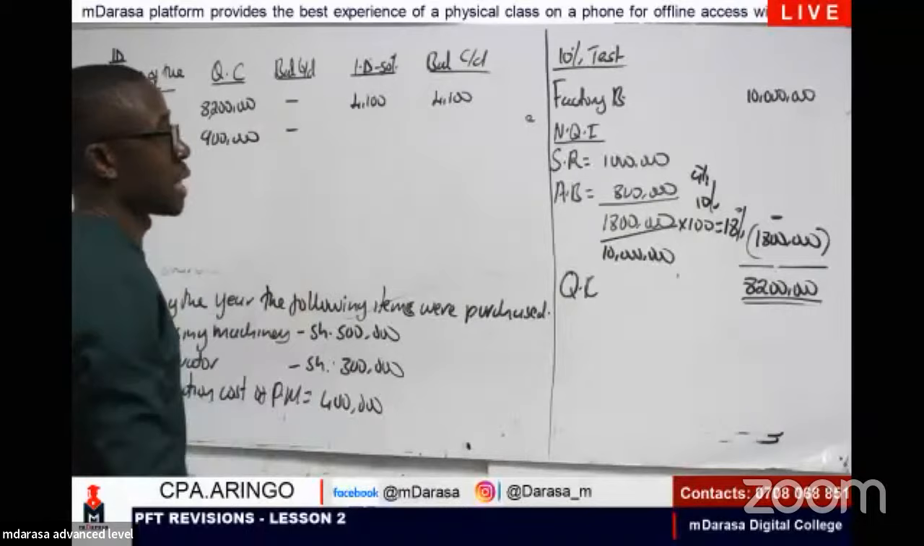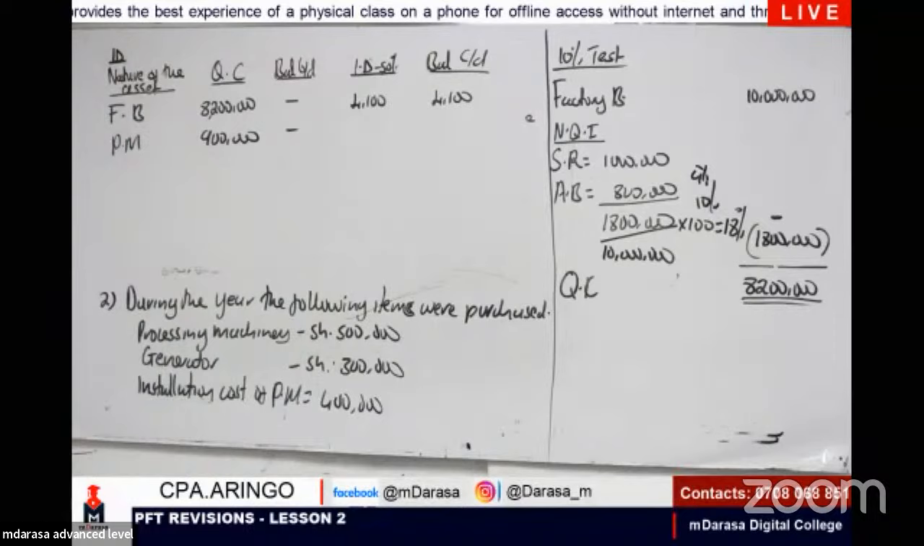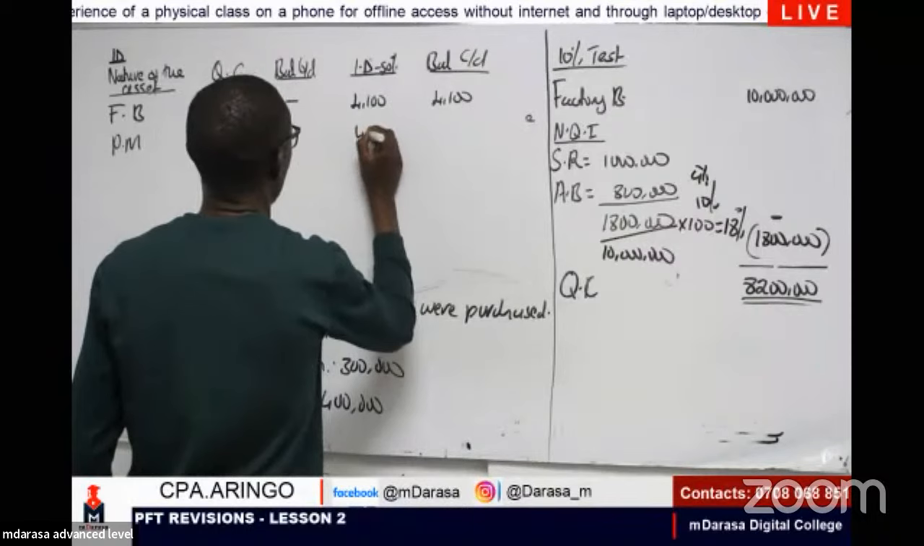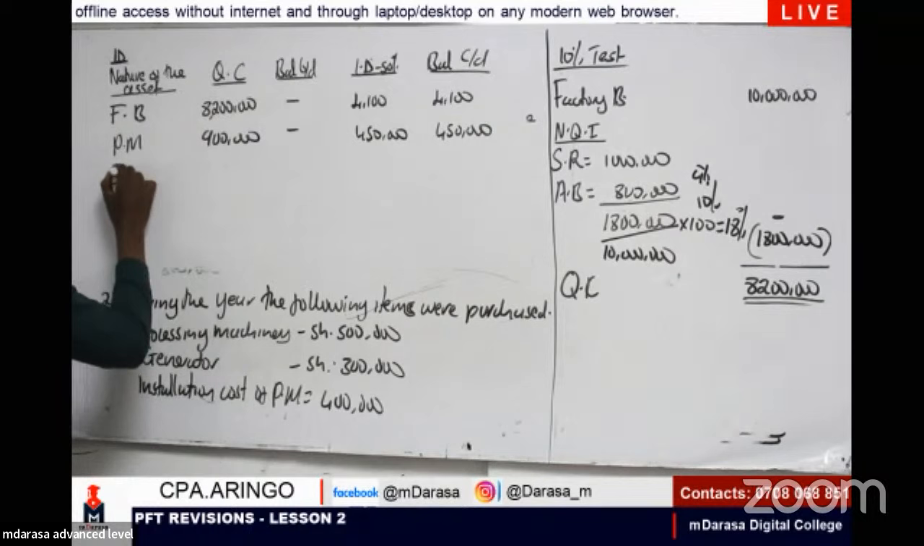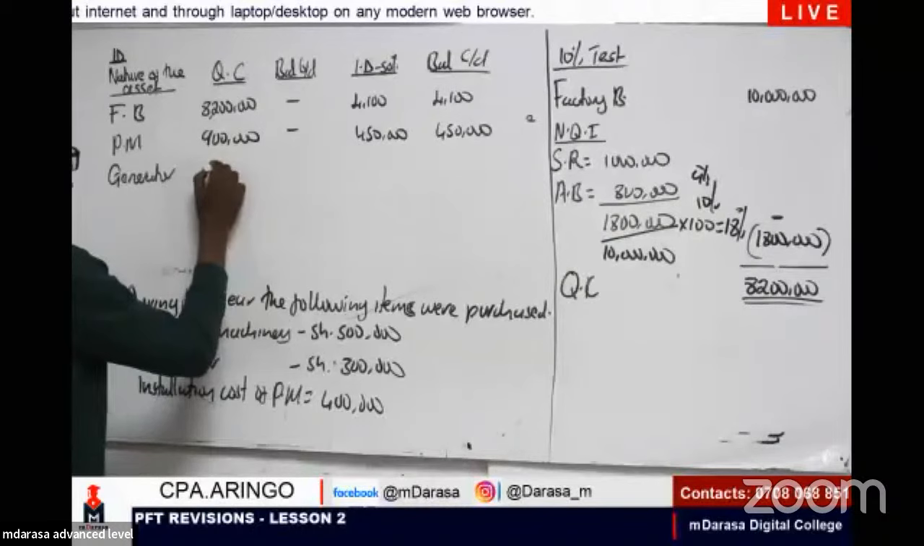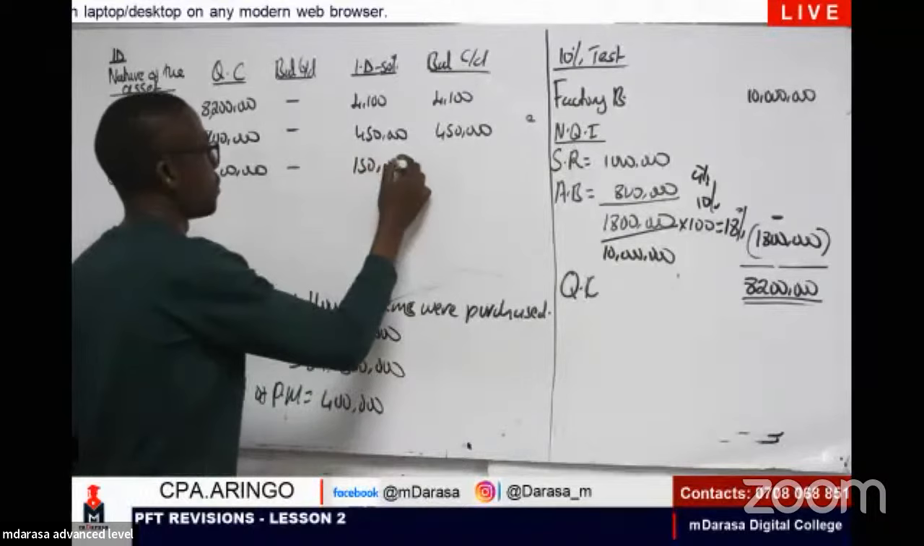Balance carried down, we don't have. And in this case, by 50%, I should be having 450,000. Lastly, I'm having generator. So generator here, I should be talking of 300,000. I'm having 150,000 because it is 50%. The balance carried down is 150,000.